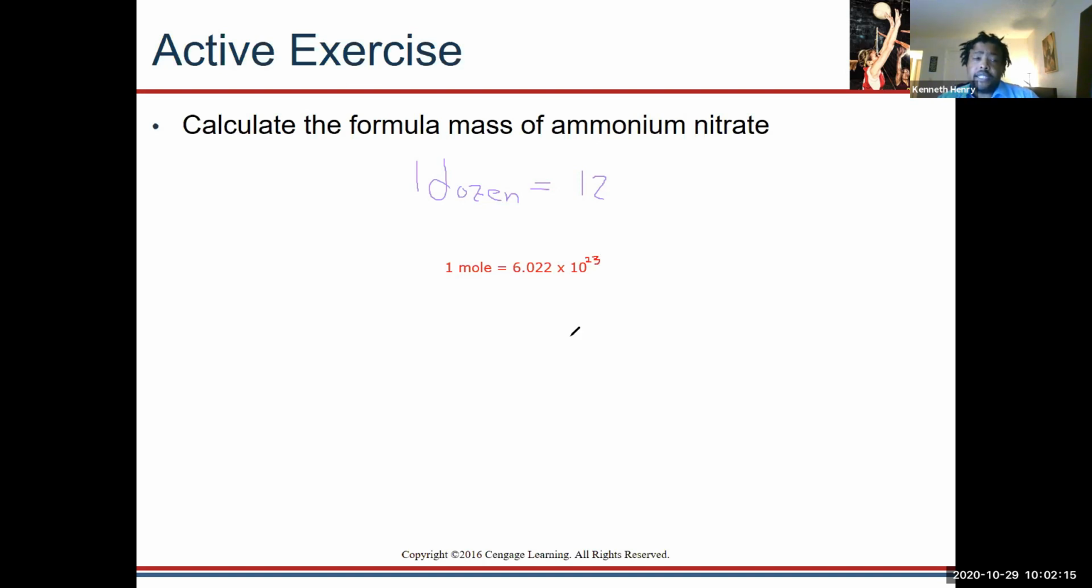Okay, just like a dozen, it's always going to equal that value, right? We know 1 dozen always equals 12. Well, 1 mole is always going to equal 6.022 times 10 to the 23rd. Now, this is called Avogadro's number. A lot of people say avocado's number because it looks very similar.